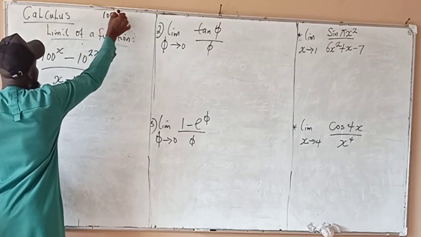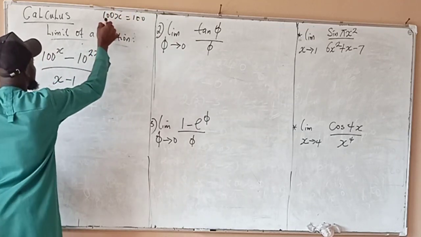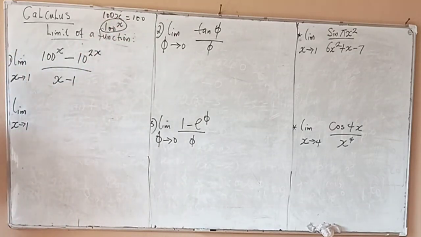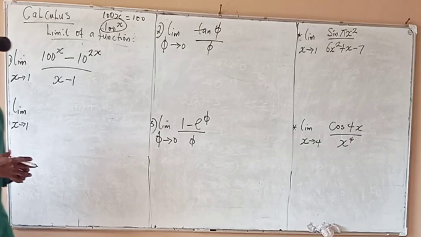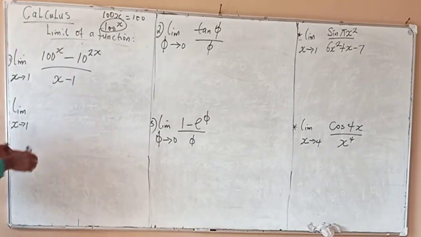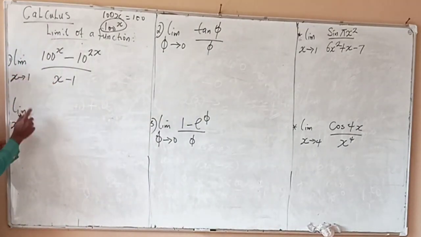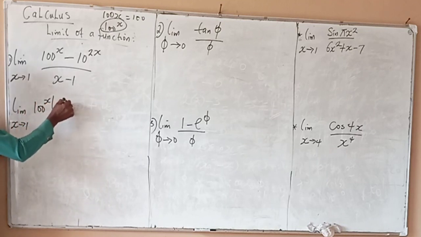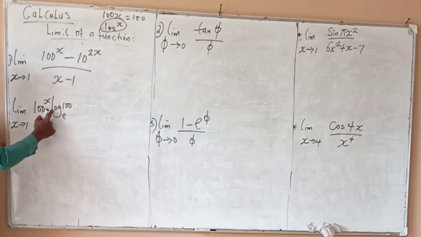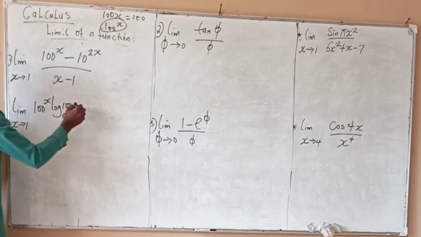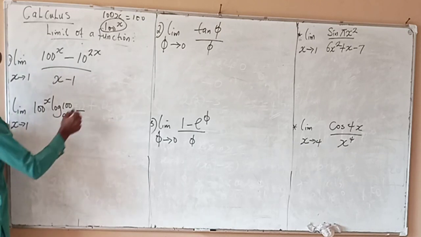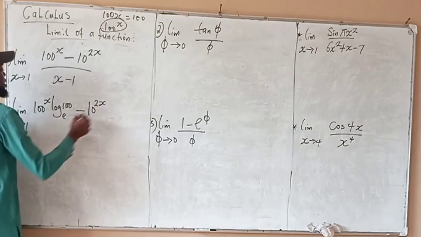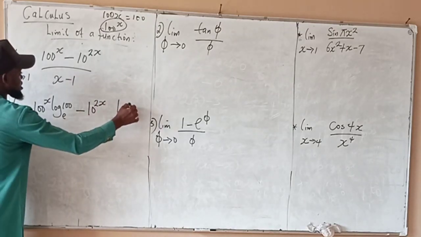Differentiating 100 to the power x, this one becomes an exponential function. Now, I hope I have uploaded a video on the exponential function. If I differentiate this 100 to the power x, I'm going to have 100 to the power x times log of the base to base e, or ln of the base. Then minus 16. For this one, I'm going to have 10 raised to the power 2x, times log of the base to base e.